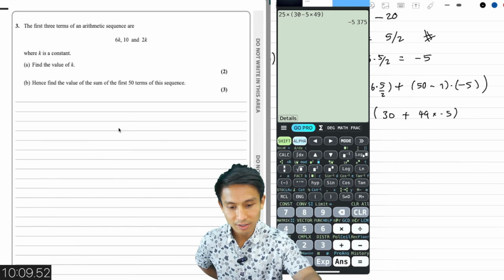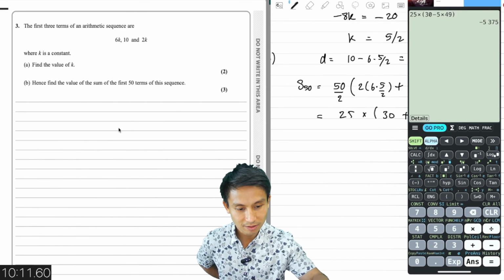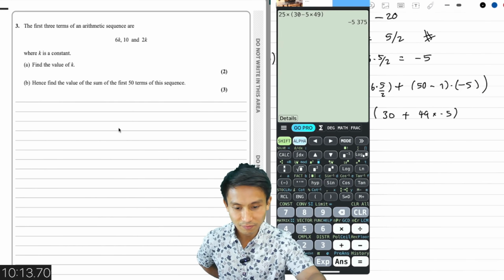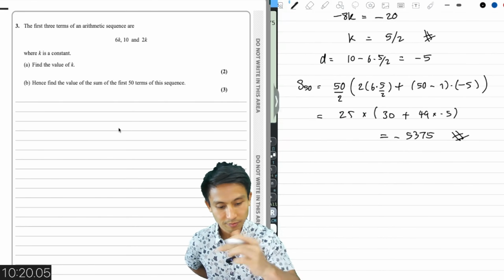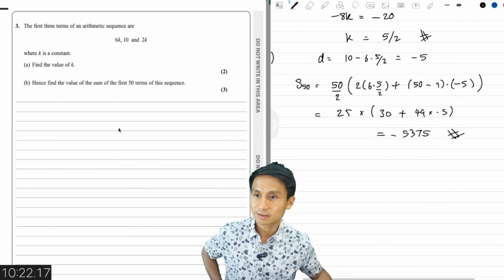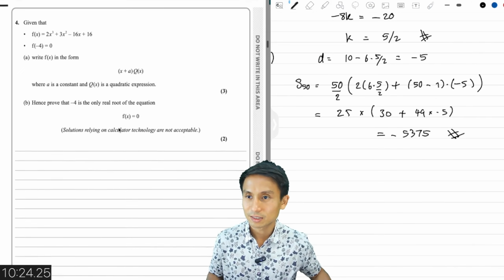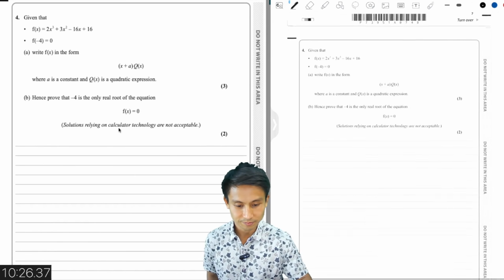Yeah, I plug everything in correctly. Let me check this side. Yeah, I'm gonna be fine. So minus 5375. Okay, so that's the answer there. Not that bad. Number 4.